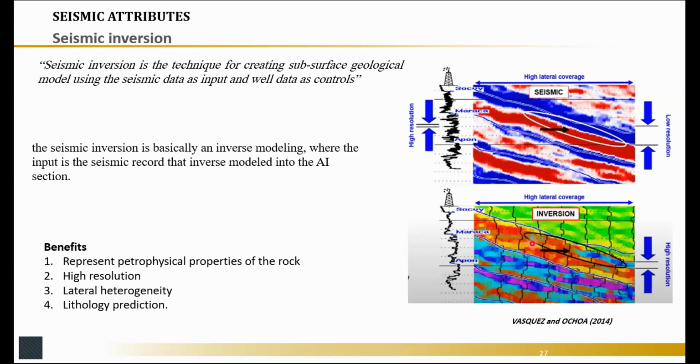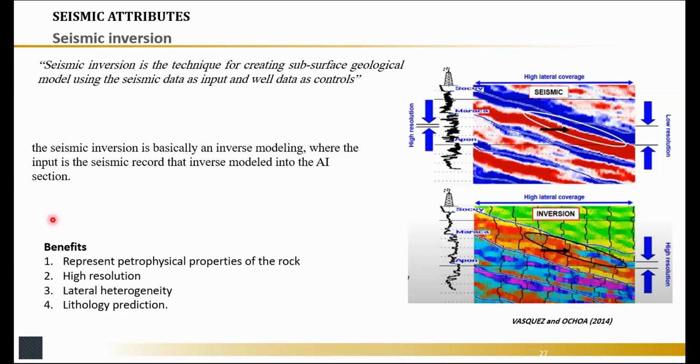When you do seismic inversion, it gives you acoustic impedance. The acoustic impedance from post-stack inversion can give you more information, whether this is relative acoustic impedance or absolute acoustic impedance.